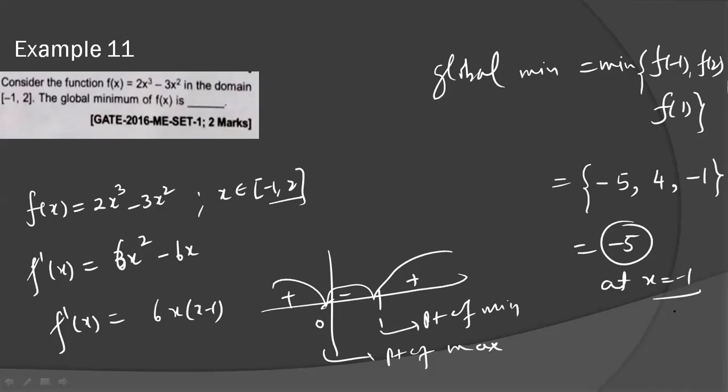It means this function is strictly increasing, because the minimum is attained at this point and the maximum is attained at 2.